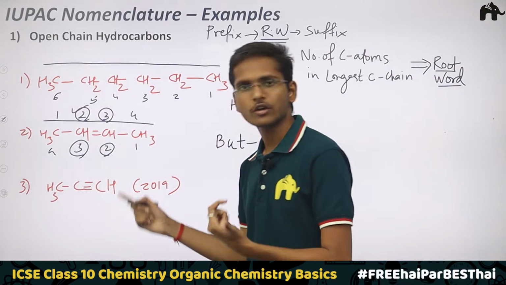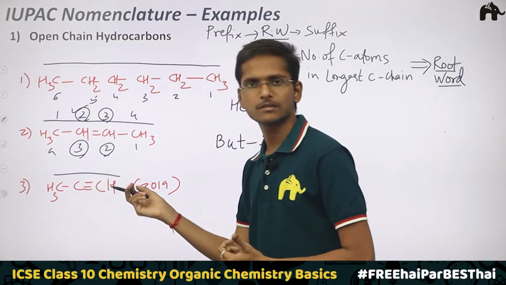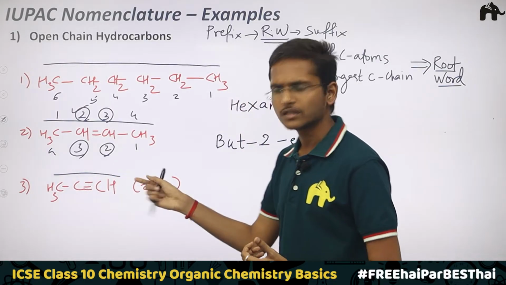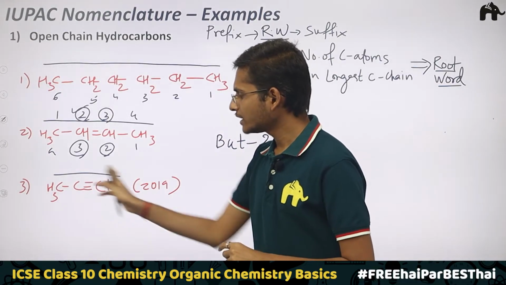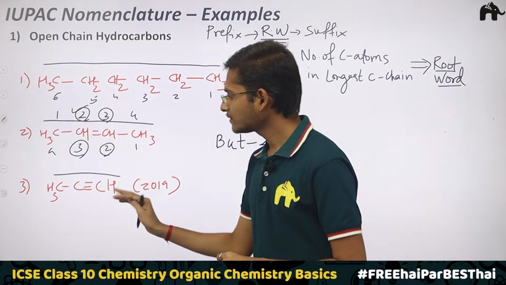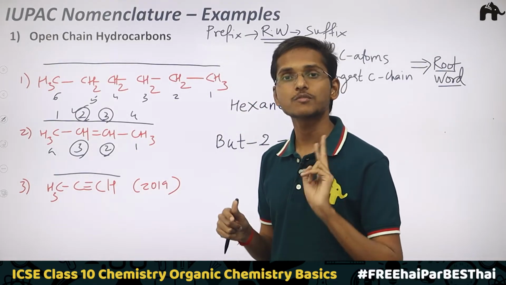Here also, again, the longest chain. This is the longest chain. As simple as that: 1, 2, 3. You can see here it is very straight, a simple carbon chain, only carbon chain. So first the longest carbon chain, and then numbering is the second task, keeping in mind that the functional group should get the lowest possible number.